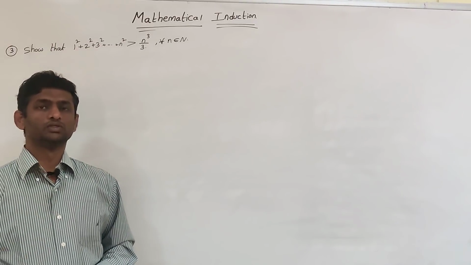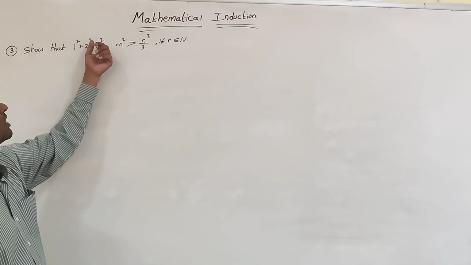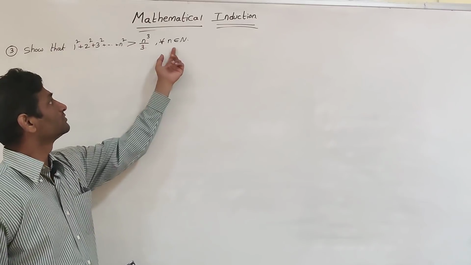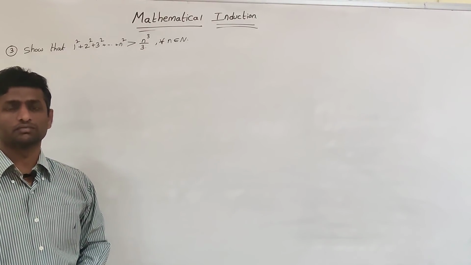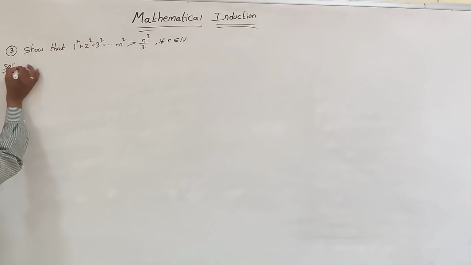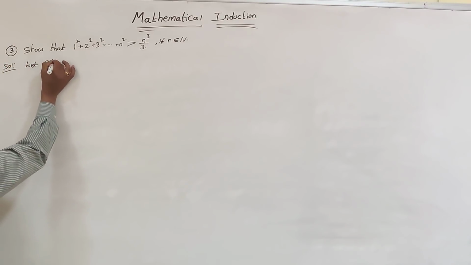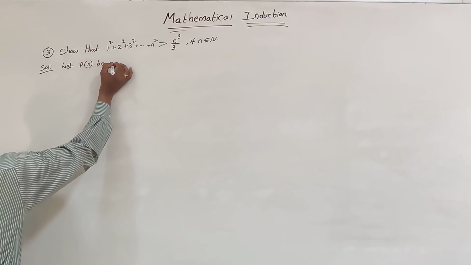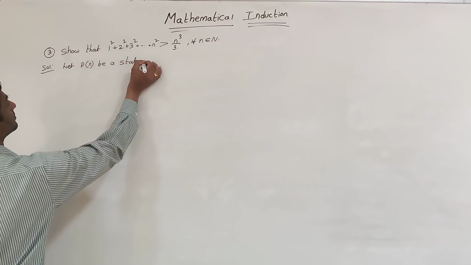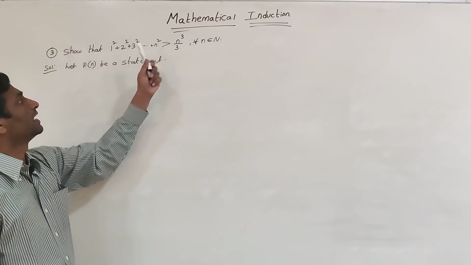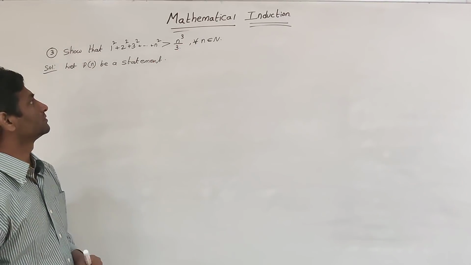Next problem. Show that 1 square plus 2 square plus 3 square plus so on plus n square is greater than n cube by 3, that is, for all n belongs to natural numbers. So we will see this inequality, that is, the greater than sign. Let P of n be the statement that 1 square plus 2 square plus 3 square plus so on plus n square is greater than n cube by 3.